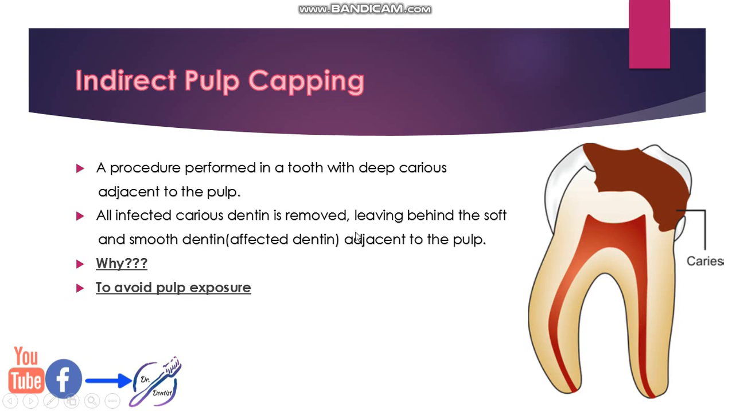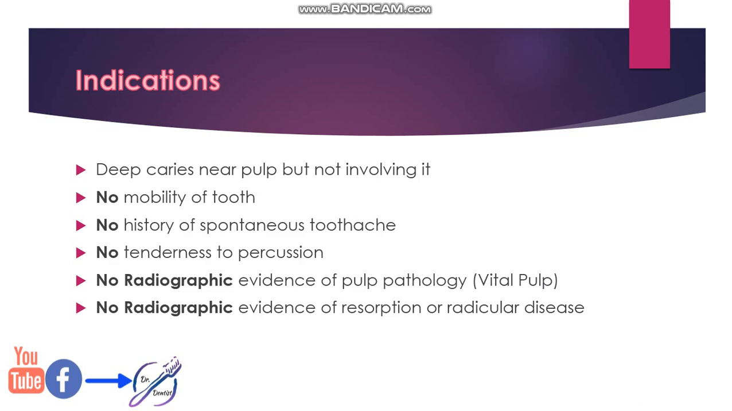So why do we do this? Because to avoid pulp exposure. To avoid pulp exposure, that is why we remove the infected dentin, but a thin layer of affected dentin is left behind. Okay, we come to indications.